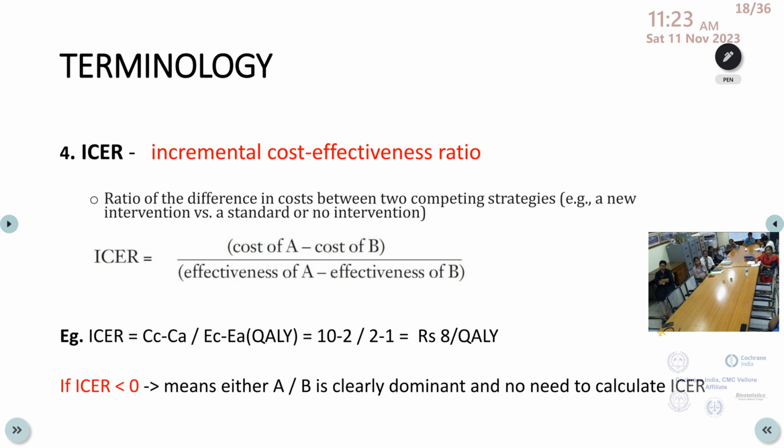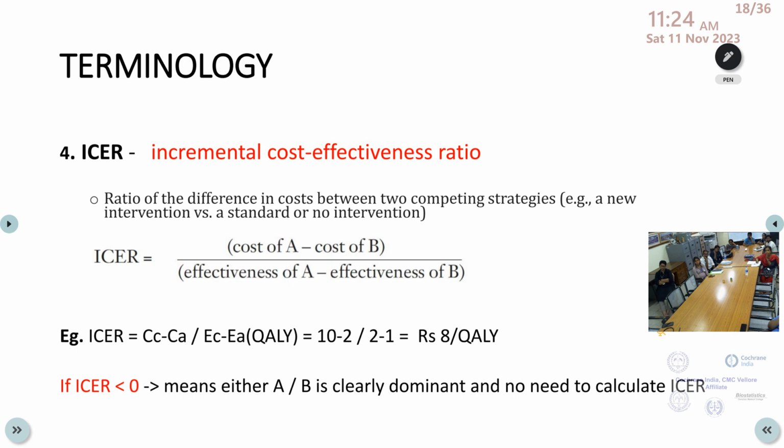So the cost of cilnidipine minus the cost of amlodipine is 10 minus 2, which is 8. The quality from cilnidipine gave 2, the quality which amlodipine gave is only 1. So if you look at this, it's 10 minus 2 divided by 2 minus 1, which is 8 rupees per quality of life gain. So that's an example of what ICER shows. I will come to willingness to pay in the next slide.